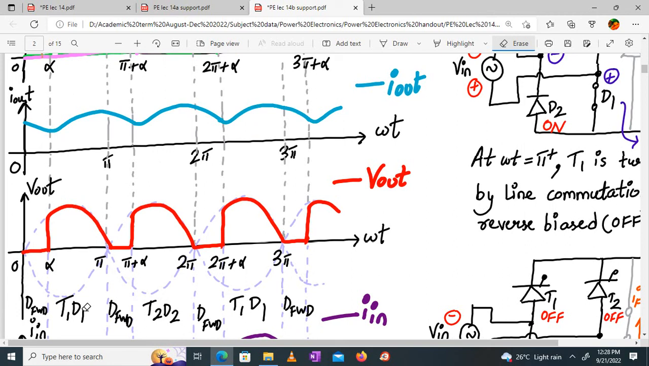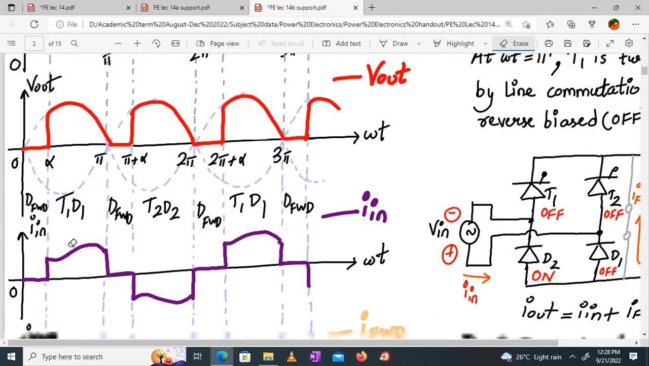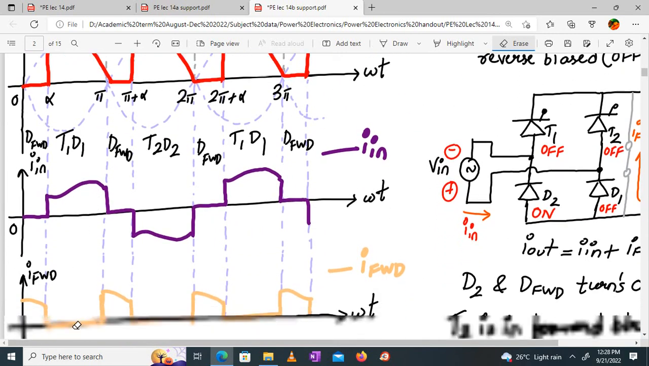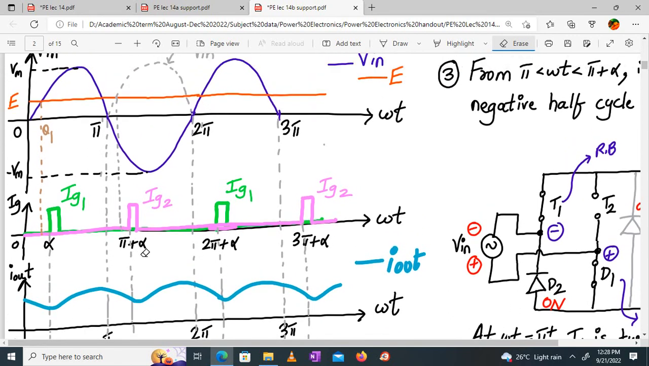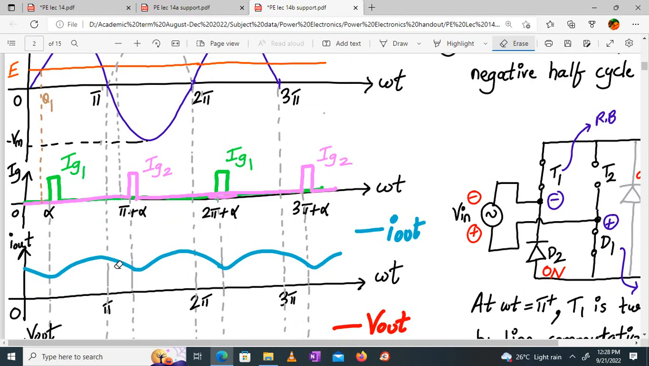T1 and D1 will conduct. Any doubt in that? Here it is, right? Output will follow the input and the current will also follow the output. And the freewheeling diode is not on yet. Now, from pi to pi plus alpha, what happens? Again, this trigger pulse should be such that V should be greater than E. So pi plus alpha should be ahead of this dotted line. Only then it will function properly, right? Now, again the inductor's stored energy will start releasing and the current will slightly fall, but not to zero, only to a minimum value, right?